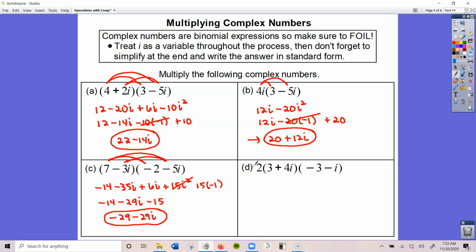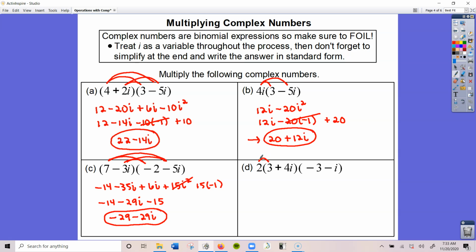For this next one, we have 3 factors. We have 2 times (3 plus 4i) times (negative 3 minus i). Now it's important to note that when you're multiplying 3 things together, you can only multiply 2 things at a time. So you can either choose to multiply the 2 with the 3 plus 4i, or you can multiply the 3 plus 4i with the negative 3 minus i. It doesn't matter which order you choose to multiply, as long as you're only doing 2 at a time. So I usually just like going in order.